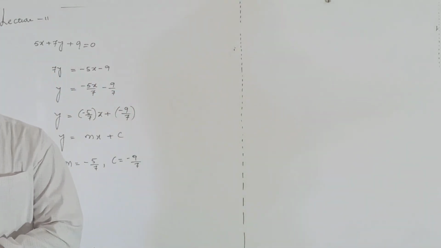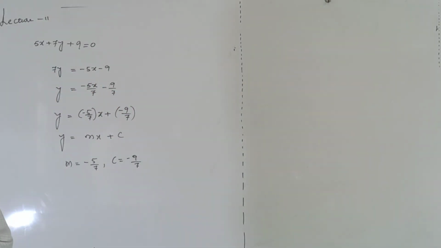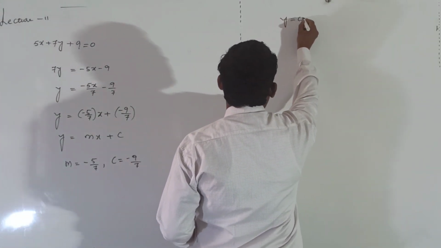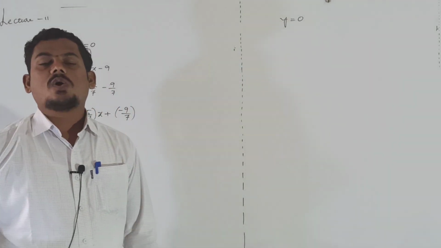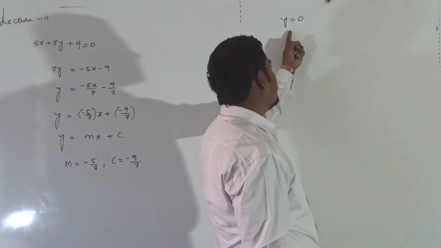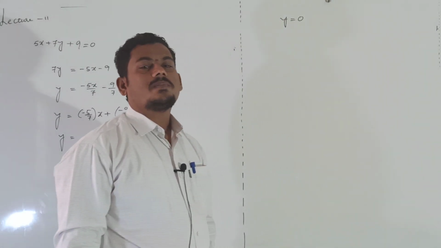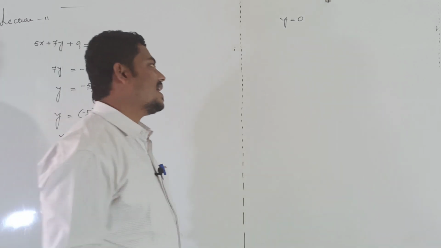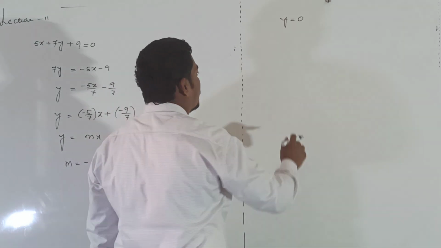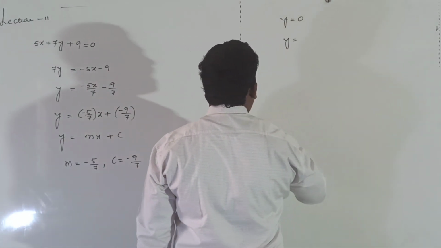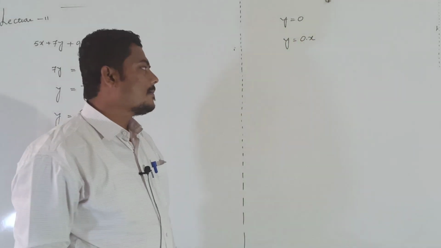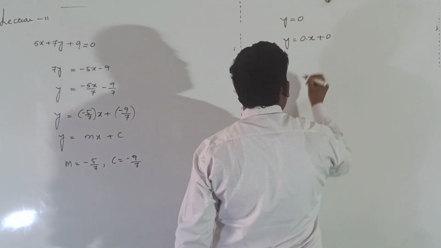Next, reduce the equation of the line y equal to 0 into slope intercept form. The equation of the line is y equal to 0, they have given. Write this equation in the form of y equal to mx plus c. So I will rewrite it. y is equal to 0 into x, right, plus 0.